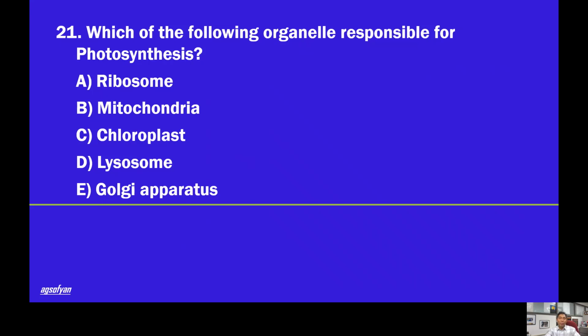A. Ribosome, B. Mitochondria, C. Chloroplast, D. Lysosome, E. Golgi apparatus. Choose your answer. Yes, the answer is chloroplast. Only organisms that have chloroplast will be able to perform photosynthesis, which are plants and algae.